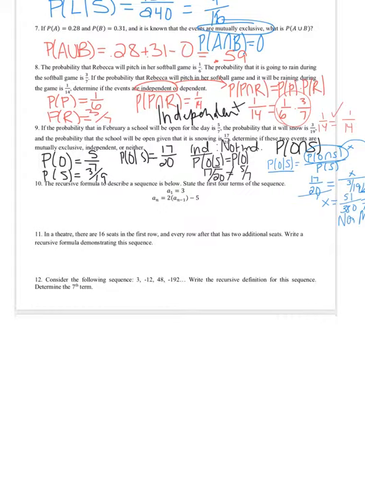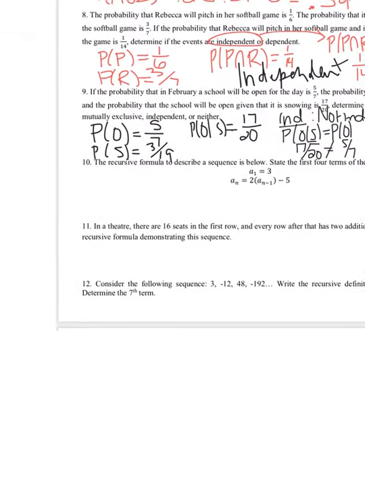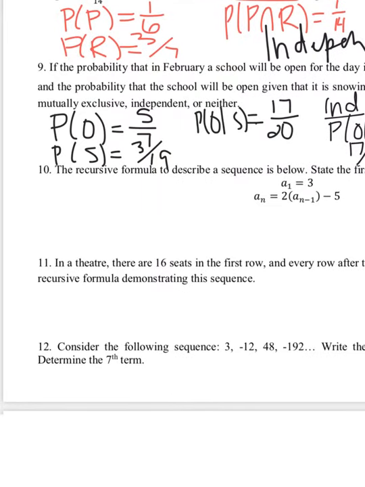So the rest we're going to talk about recursive formulas and arithmetic and geometric, and then we're going to do some quick review questions. So for number 10, state the first 4 terms of the sequence. You are given the recursive formula: A sub 1 is equal to 3. To find any term in the sequence, you're going to do 2 times, remember this just means the previous term, 2 times the previous term minus 5.